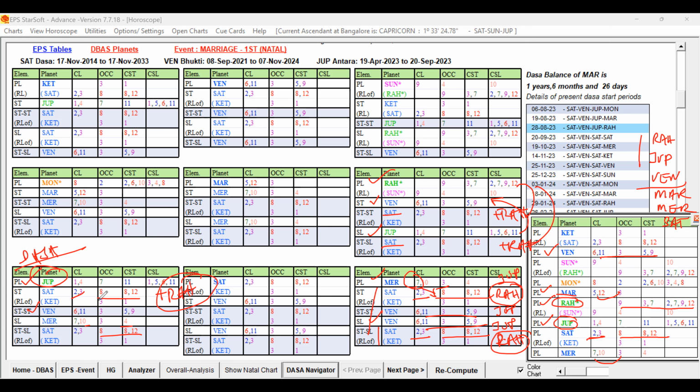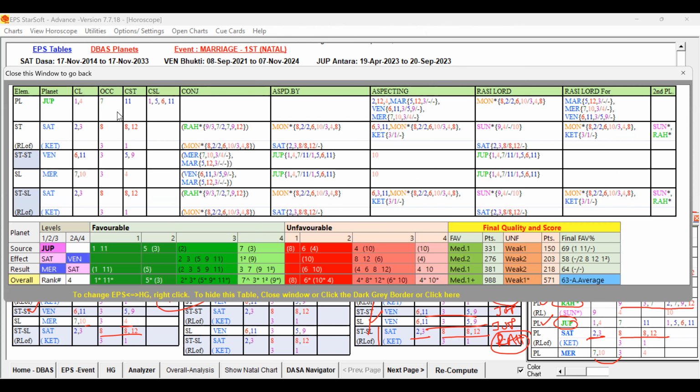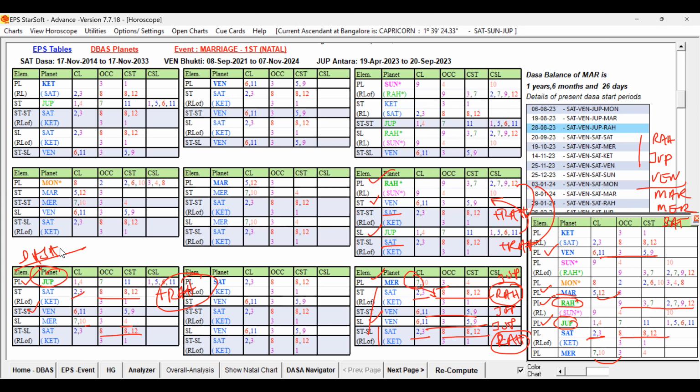Now, what are the other planets? Is Jupiter passing any ruler into the other levels? Let us check anyway. Open that EPS table. Jupiter here, Saturn is having Rahu, and the sublord Mercury is having Jupiter. The 2A level Venus also has Jupiter, and the sublord Mercury also has Jupiter. So that way, Jupiter is a favorable key planet. Jupiter is passing a ruler link to the sublord.